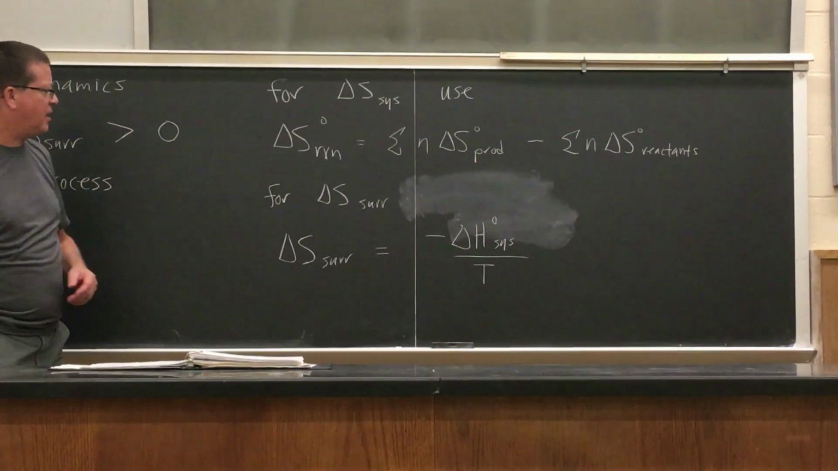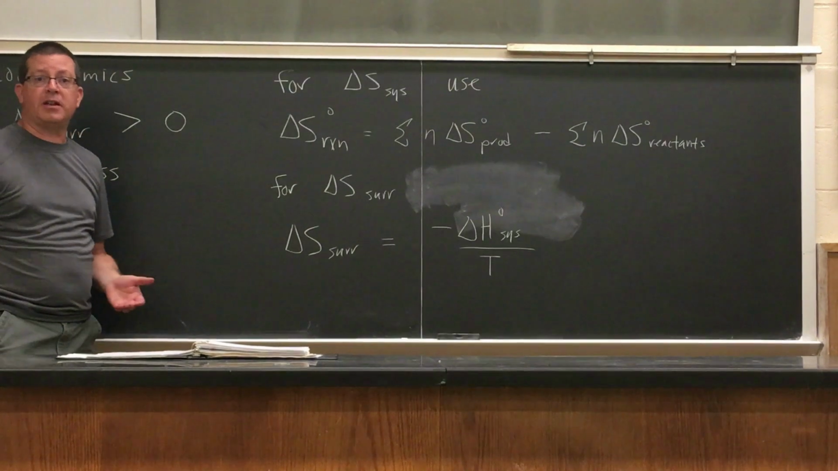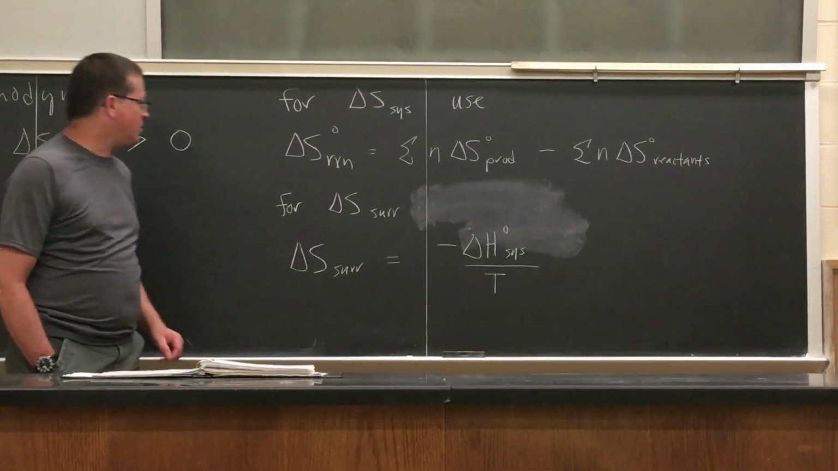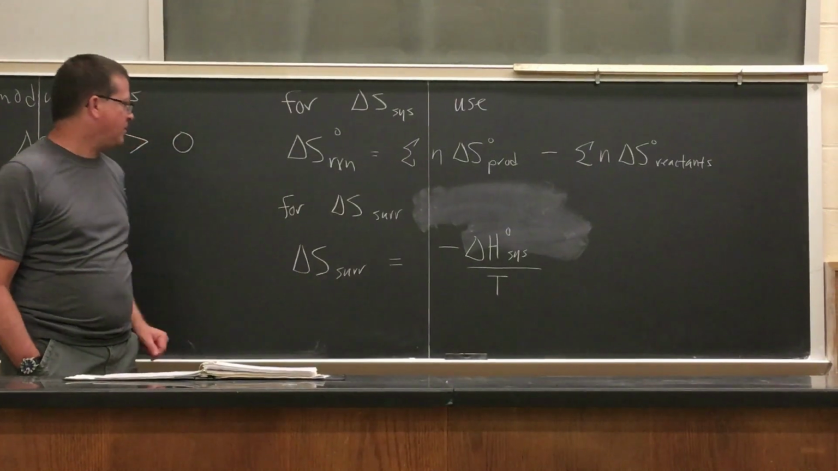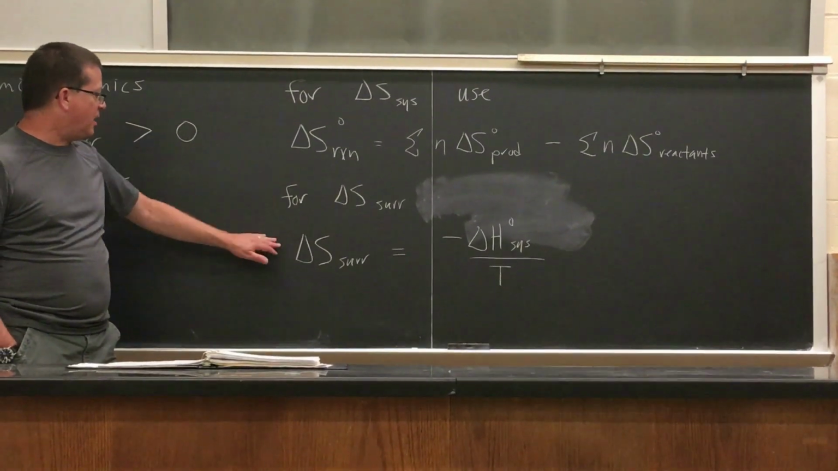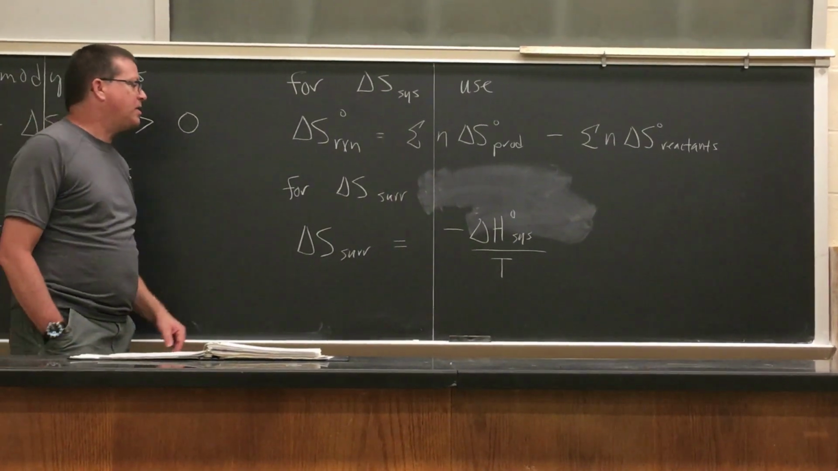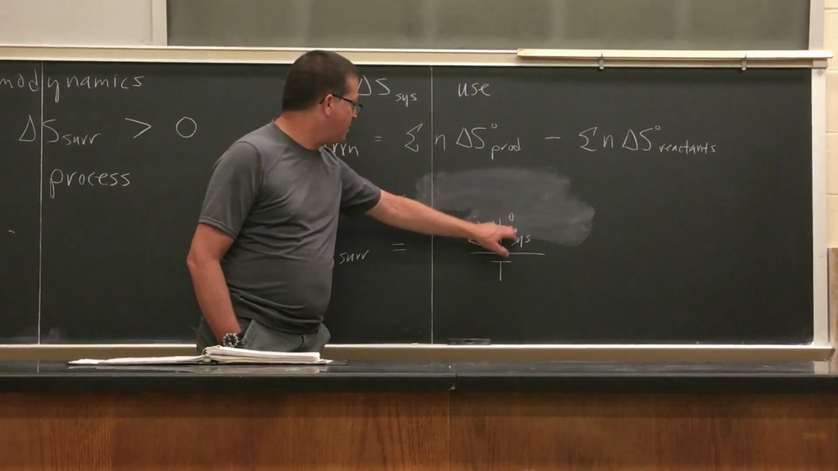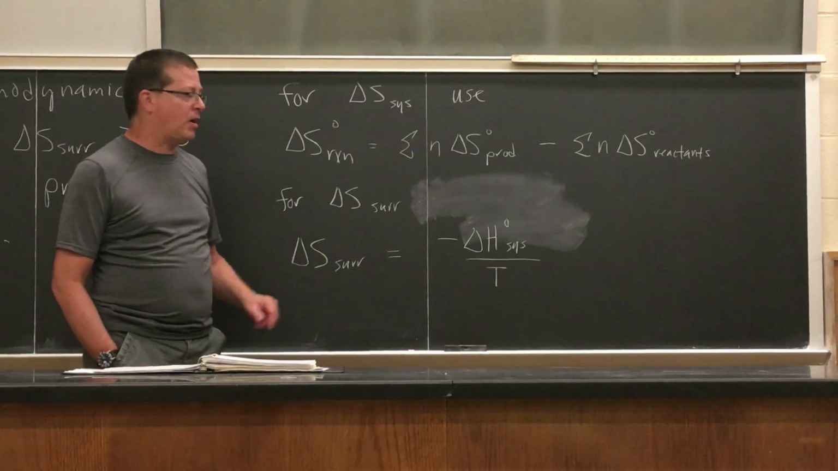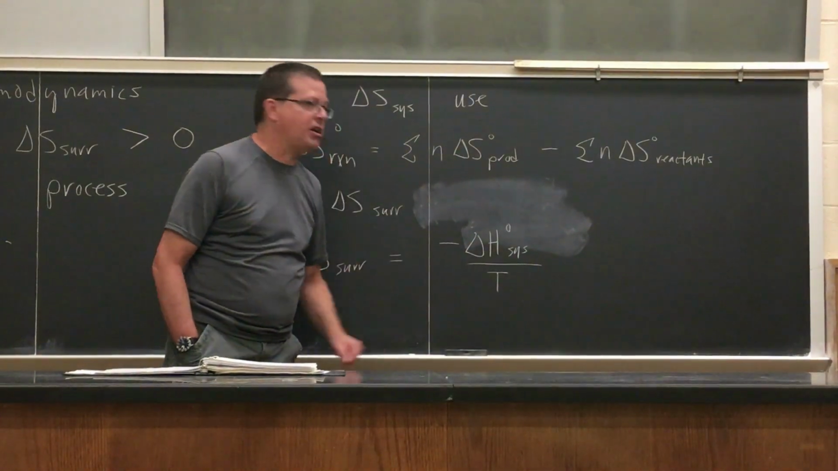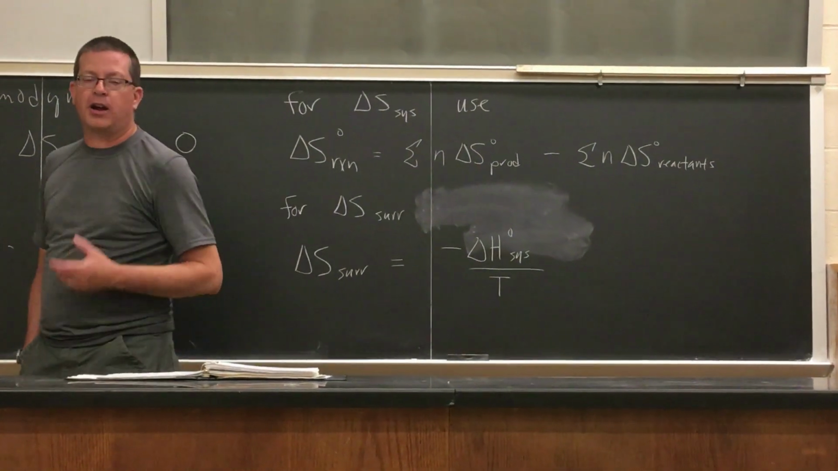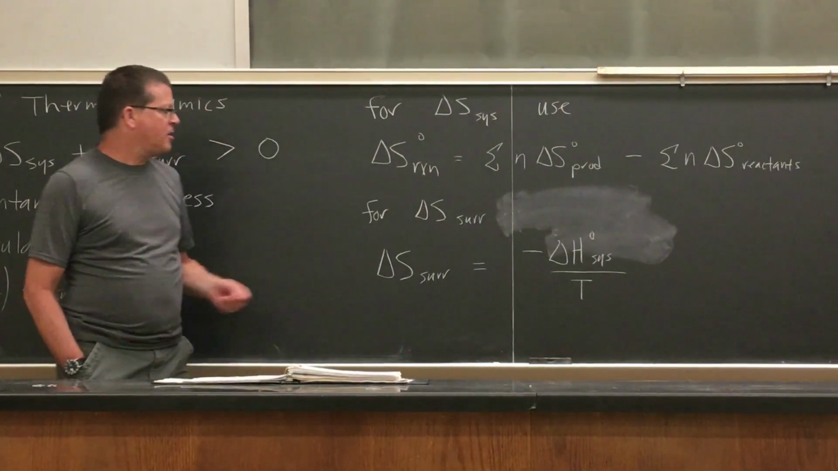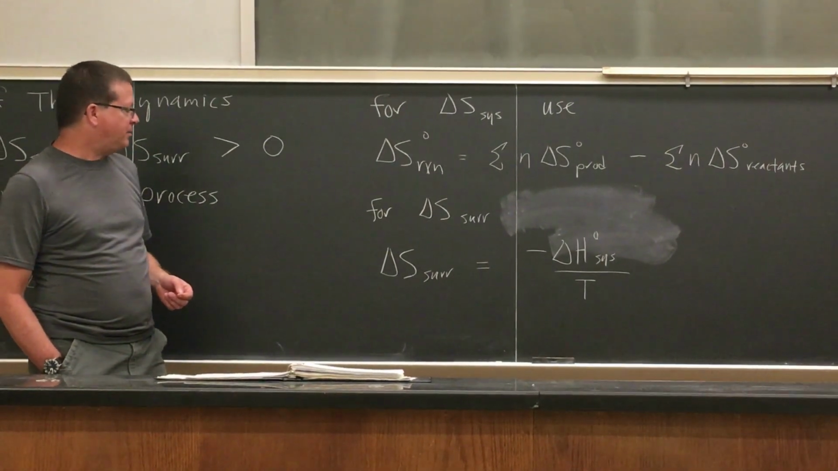Now, what about the delta S of the surroundings? That's the other piece of the puzzle that we need. In this case, we're going to use this particular equation. It says that the delta S of the surroundings is going to be the negative of the delta H standard state of the system, again focusing on the reaction here, divided by the temperature at which that particular reaction occurs. This kind of makes sense when we think about it.